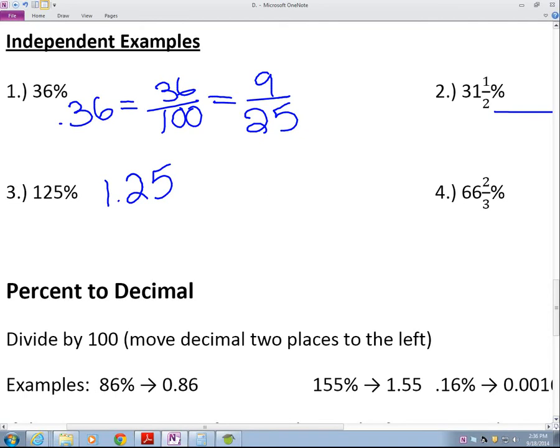Then we have 1.25. This one is simple. We have 1.25, 1 and 1/4. Or, if you didn't simplify because you didn't know, 1 and 25 hundredths, which becomes 1 and 1/4. Okay, next one.